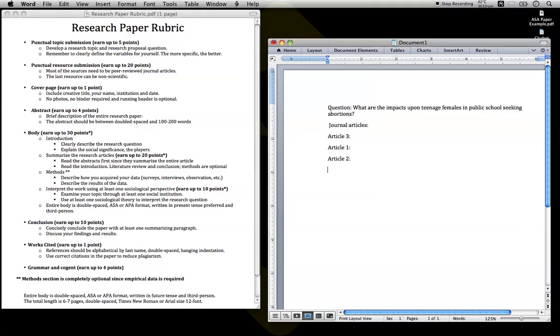Perhaps I could use the feminist perspective. That could work very, very well. Or even the symbolic interactionist. What does an abortion even mean, and for whom? In a case like this, perhaps even religion could be a factor. That is how I would interpret the work.